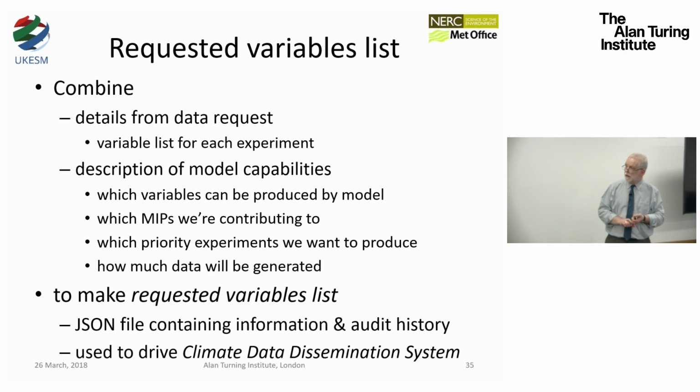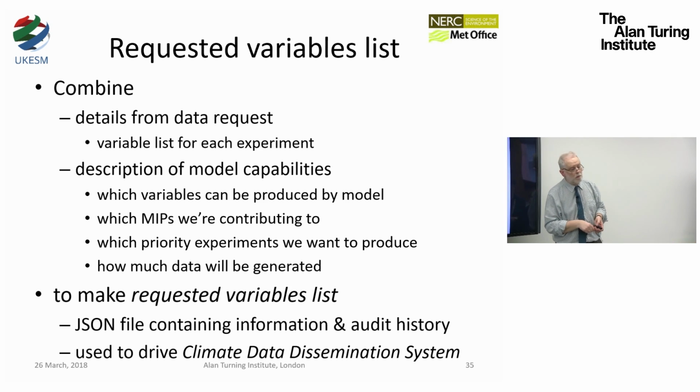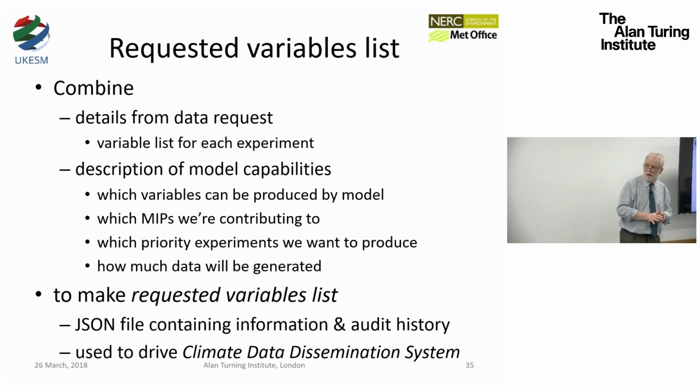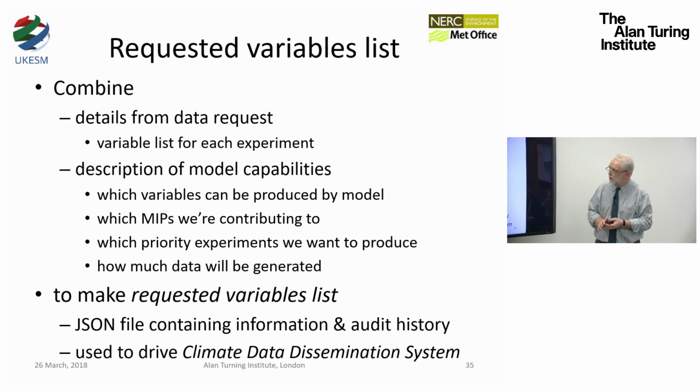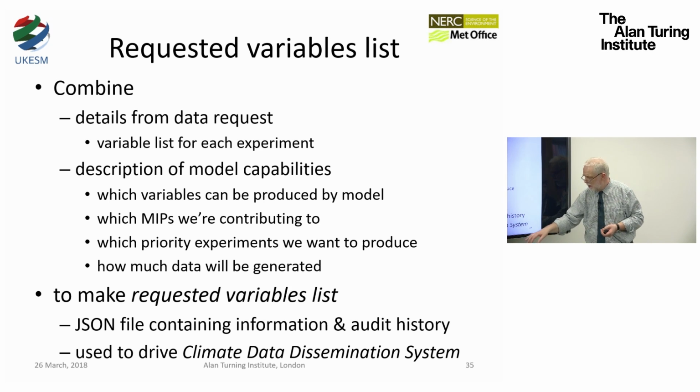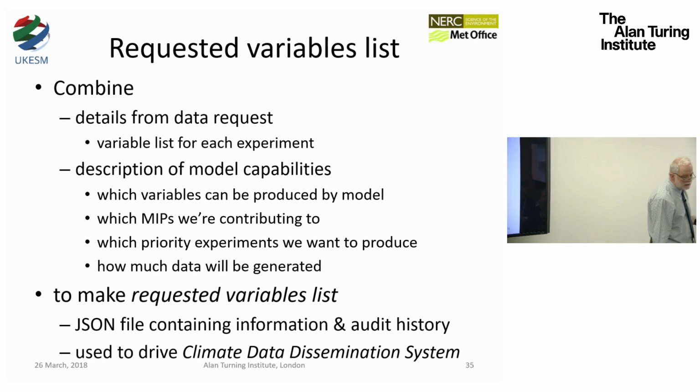We take the description of the model capabilities, including things like whether or not the model can actually produce this variable, which MIPs we are producing for, or, if there's only one MIP that requests this variable and it would be really hard to produce it, can we just say we're not going to produce it? We have to take all those sorts of decisions ourselves. Also, how much data will be generated. If one MIP wants every temperature value on a very fine grid every minute of the day for 500 years, do we really want to produce that from our model, or can we just say we're not going to do that? We make the requested variables list, a JSON file, which is used to drive our climate data dissemination system.